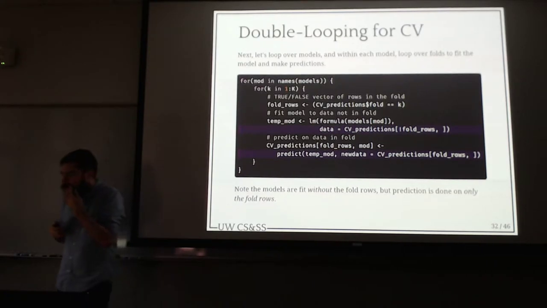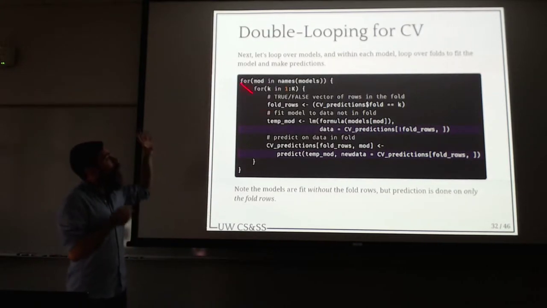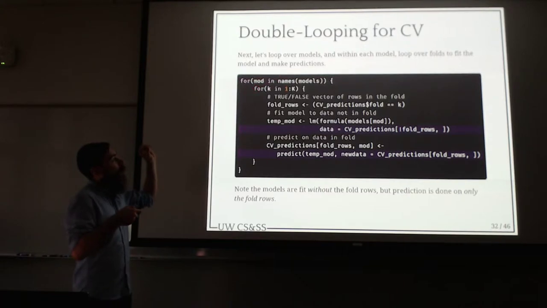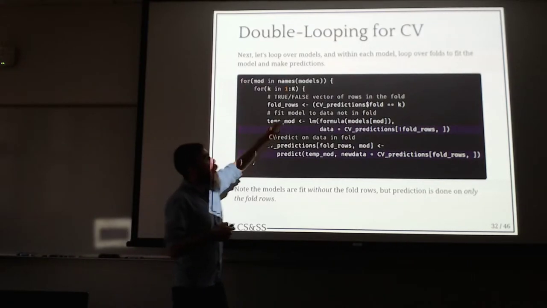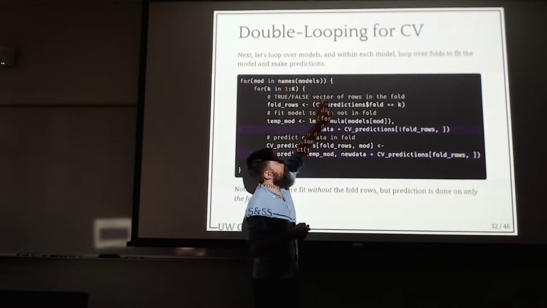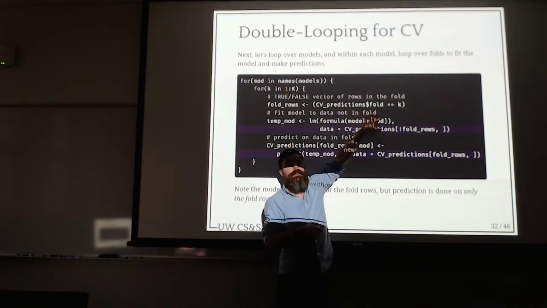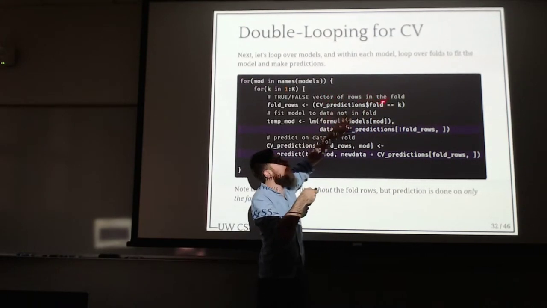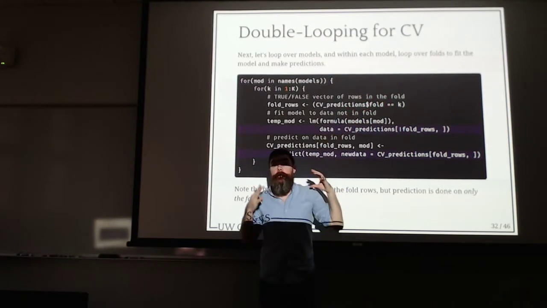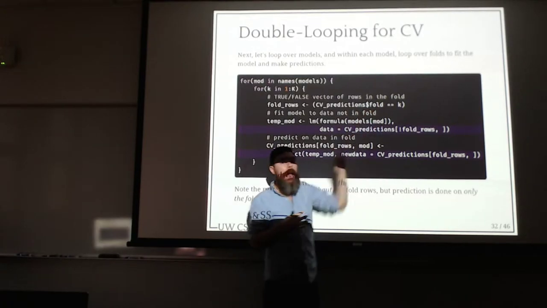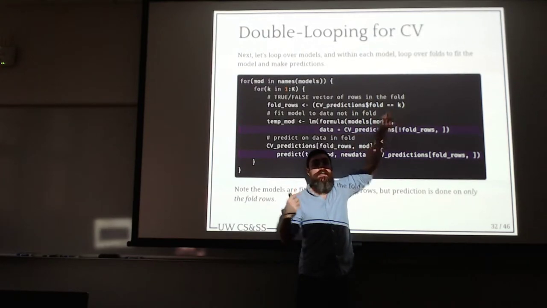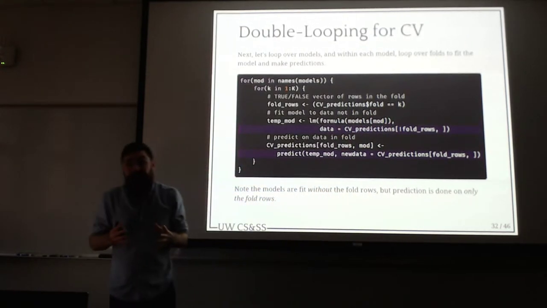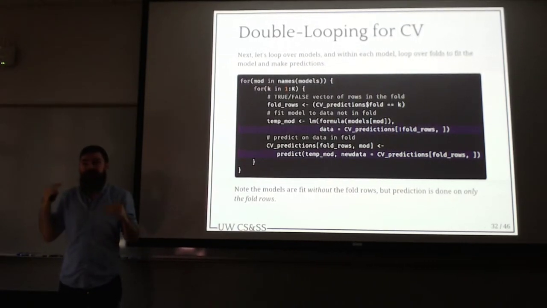It's really common. Okay, so inside this, don't worry about the model, just imagine that we're in the intercept-only model, the first iteration. What are we going to do? We're going to say the fold rows are equal to CV predictions $fold equals k. This is saying, I just want a vector of trues and falses, because we're just testing equality right here. I want a vector that is true if fold equals our current fold, and otherwise false. So exactly 10% of our observations are going to be true, and all the other ones are going to be false.